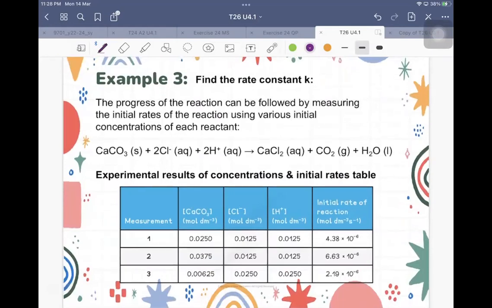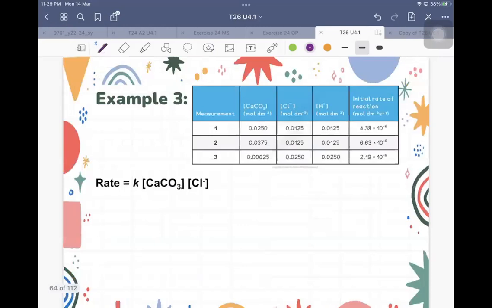Example 3, find the rate constant K. The progress of the reaction can be followed by measuring the initial rates of reaction using various initial concentrations of each reactant. Okay, we are already given the rate, right?